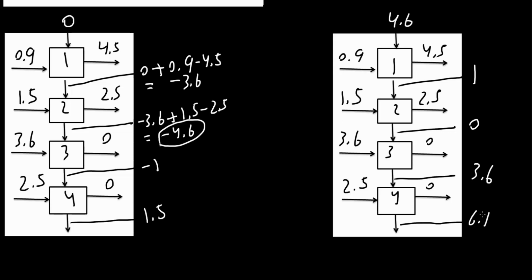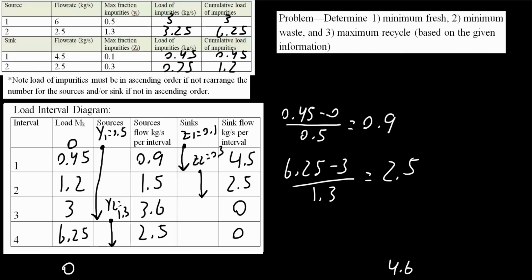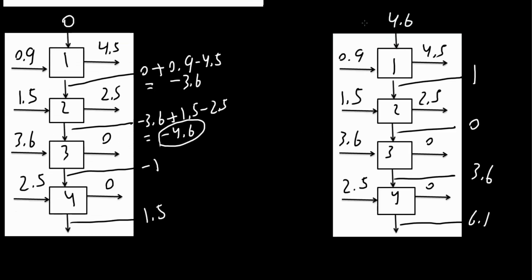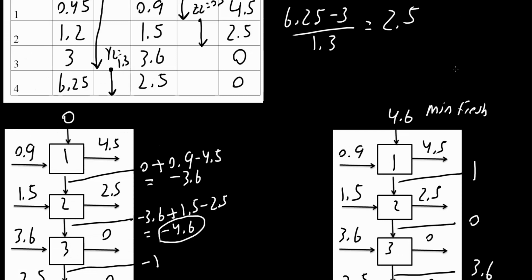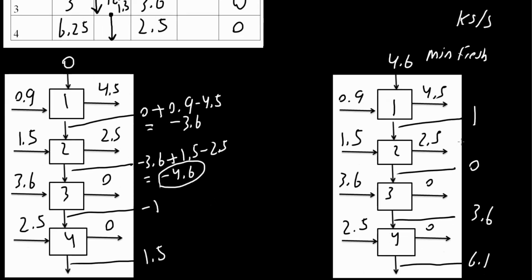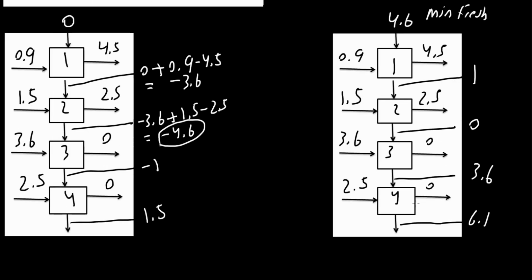Now let's go back to our original question. We want to determine minimum fresh, minimum waste, and maximum recycle. Using this revised cascade diagram, we can actually do so. This value right here will be our minimum fresh, and the units would be kilograms per second, same units that we had earlier. The minimum waste is the bottom part, so 6.1 is the minimum waste, in the same units, kilograms per second.